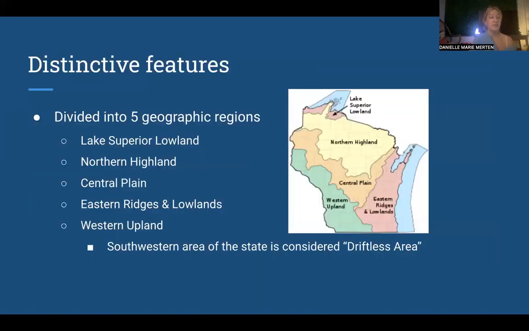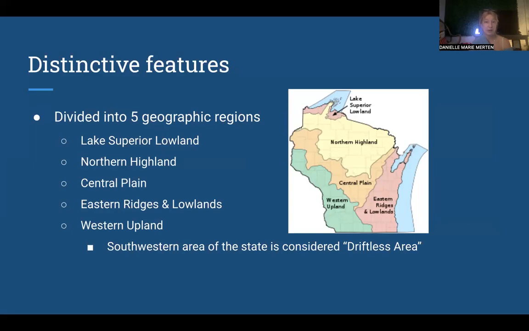And so some of the distinctive features of Wisconsin's landscape is that it is actually divided into 5 main geographic regions. These being the Lake Superior lowland, and a lowland is just an area that is at or below sea level, the Northern Highland, the Central Plain, which is what it sounds like, it's just a plain in the middle that's relatively flat, and the Eastern Ridges and Lowlands, and then the Western Upland.